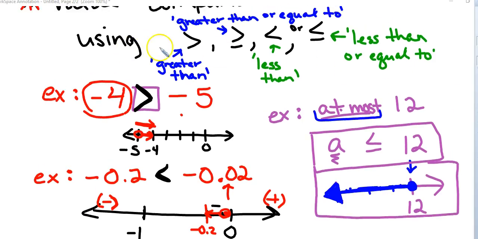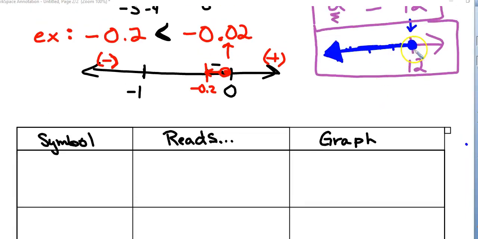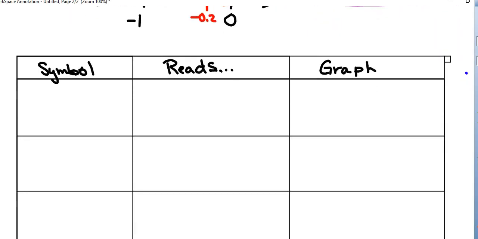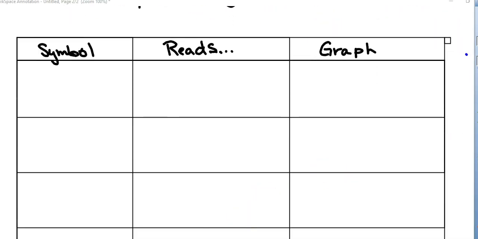So how can I keep all these four different signs straight? What we're going to do is draw a little table here. And that's going to help us, at least for now, we can reference it to see what the symbol looks like. How am I supposed to read this symbol? And what's the graph going to look like? If I graphed it correctly, what would this blue part right here look like? Would it be an open circle, closed circle, a left or right?